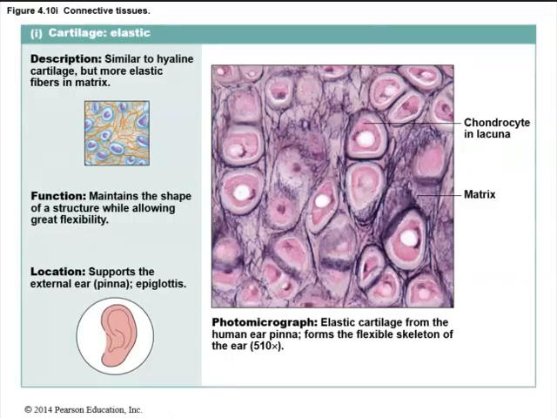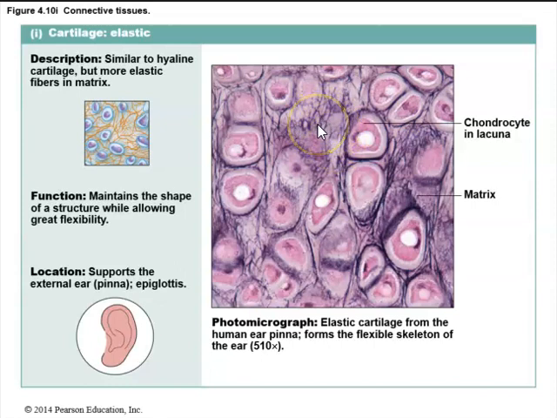So here's a nice slide showing you elastic cartilage. Again, we can see those lovely dark purple staining elastic fibers in the matrix of the cartilage, and we can see the chondrocyte in its lacuna. Definitely look for these darker staining fibers that are indicative of elastic cartilage, okay? Not to be confused with elastic connective tissue. Elastic connective tissue we see in the walls of arteries and such.